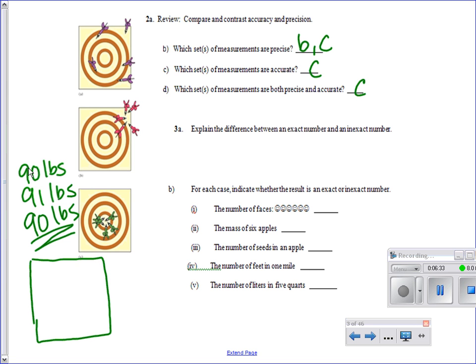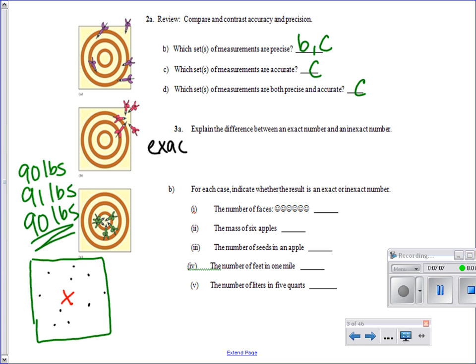We'll have here, and this is our bullseye, you might have this going on. Is that very precise? No, not at all. But usually when you take an average of multiple trials, your average will be pretty darn close to the actual value. So to a degree, theoretically, you could have data that's not precise, but still be pretty accurate based on the average. Okay? All right, now let's explain the difference between exact number and an inexact number.